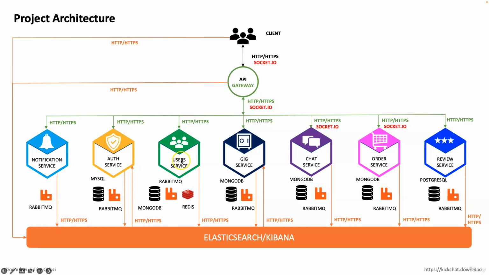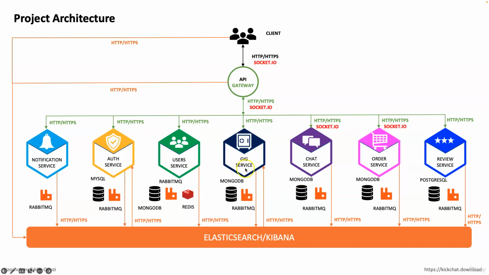Then the user service will connect to a MongoDB database. It will connect to RabbitMQ, and then it will connect to Redis. We are also going to have one instance of Redis, but I think we are going to connect the user service and probably the API gateway as well. But the user service will connect to its own MongoDB database, RabbitMQ, and then Redis.